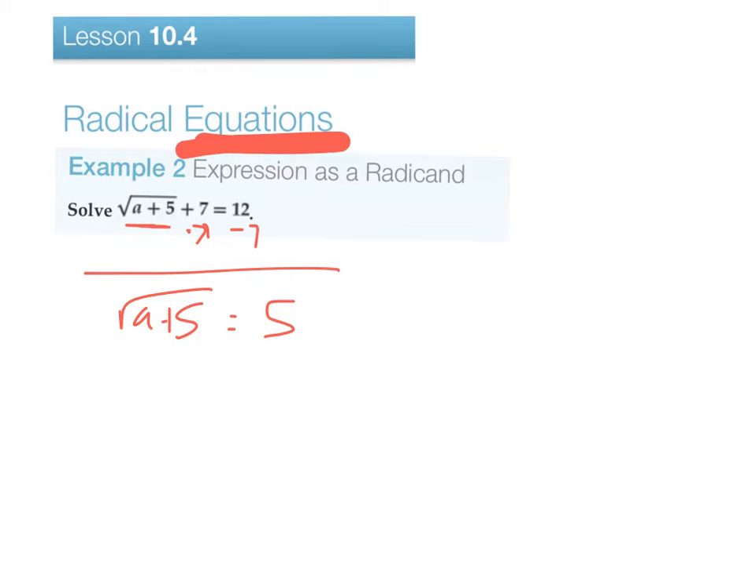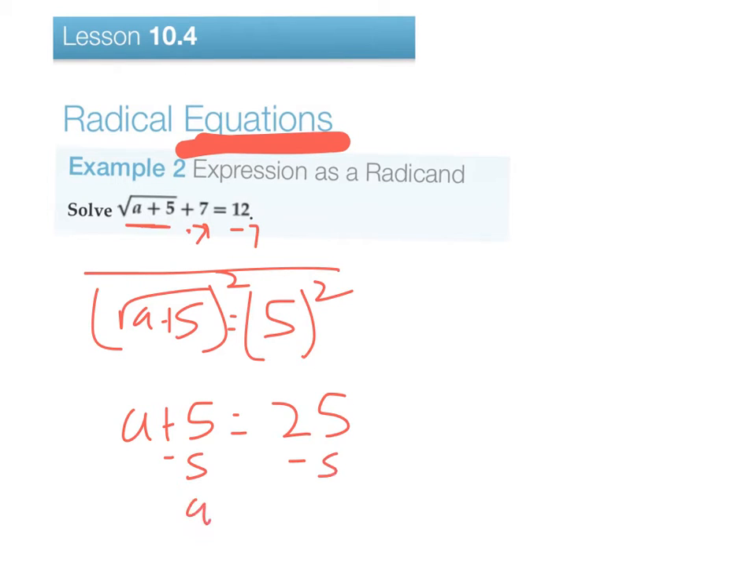Now, to get rid of the radical, we do what's called squaring. So I'm going to square both sides. All that does is eliminate the radical. So now we have a plus 5 equals 25. And to finish solving this, all I need to do is subtract the 5 to get a by itself, and I get my answer of 20.